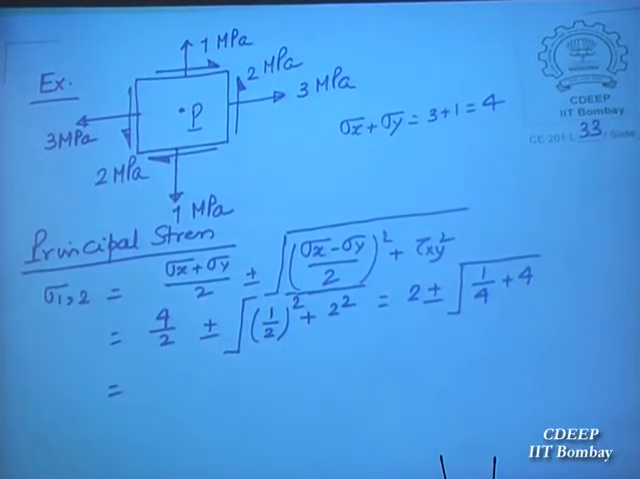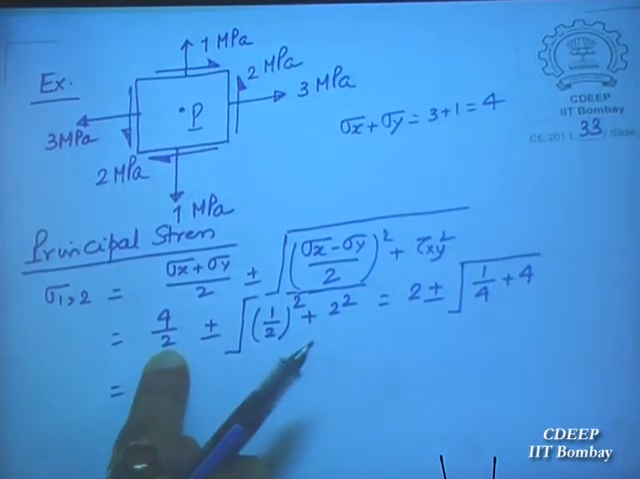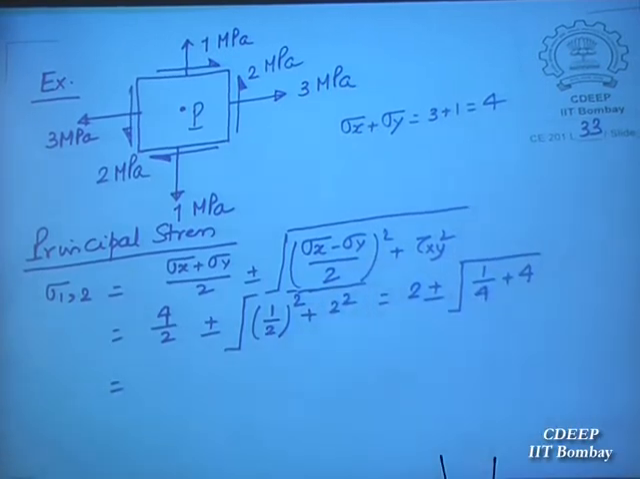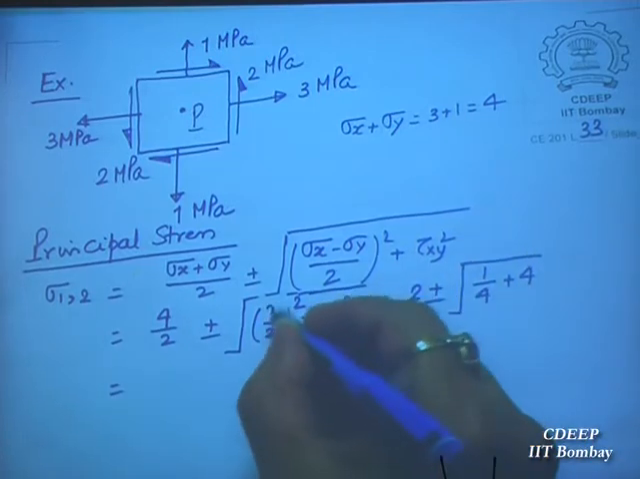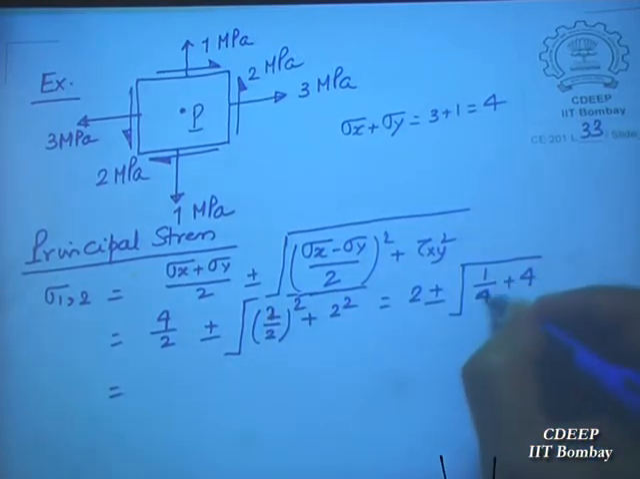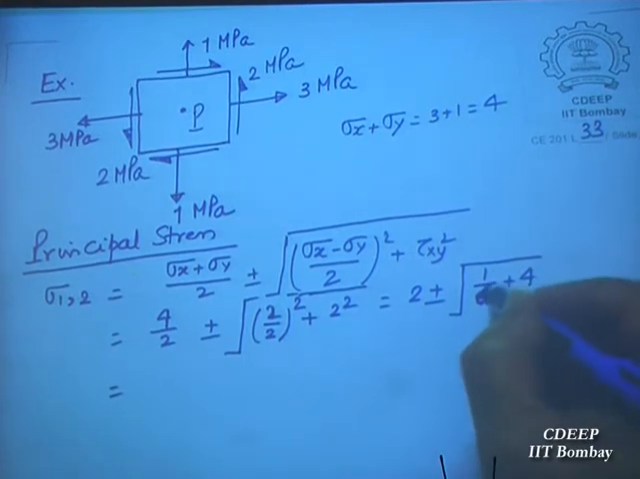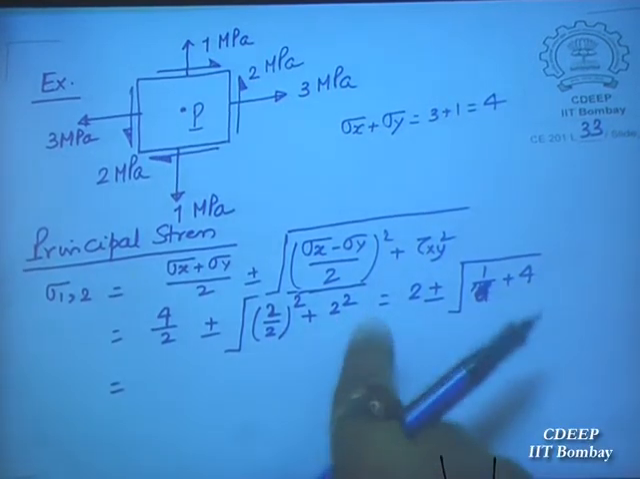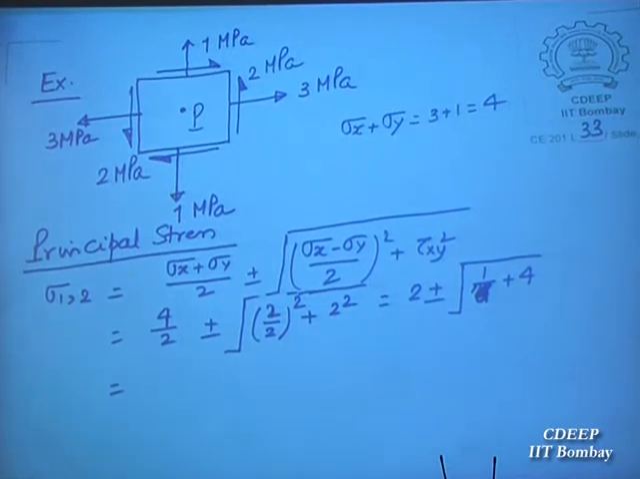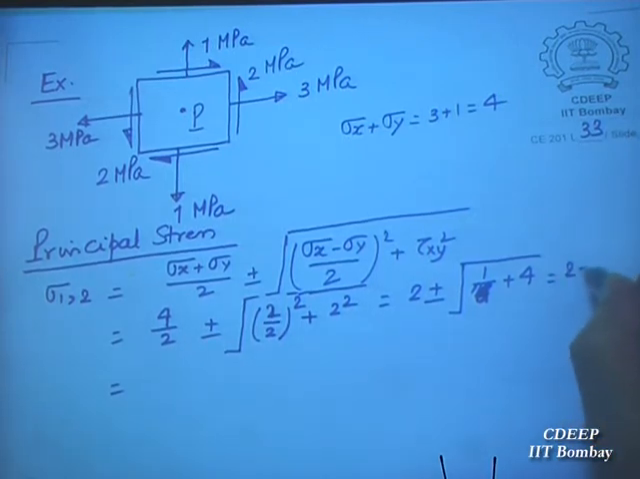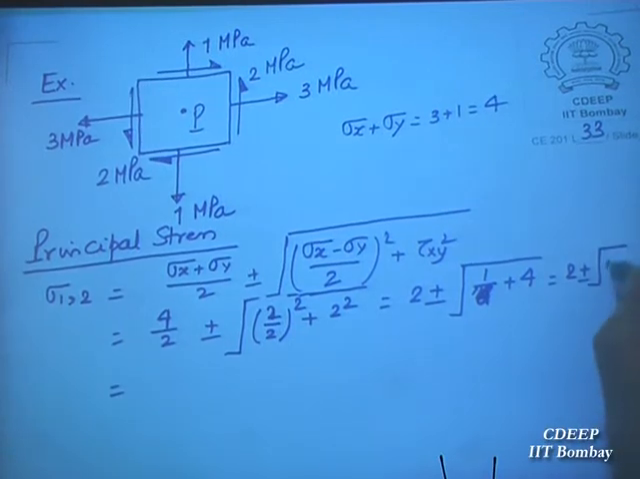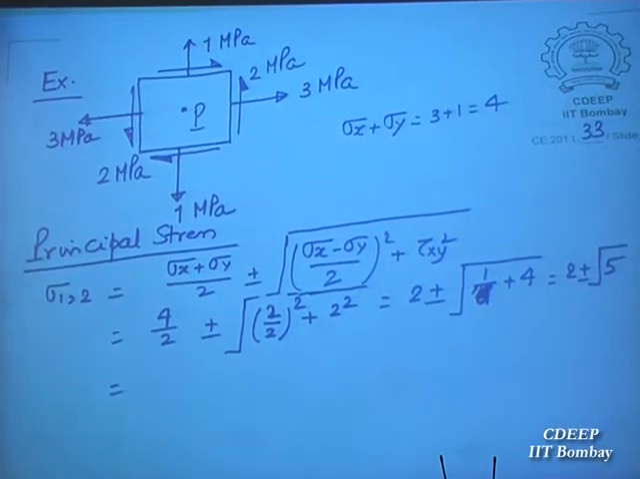Where is the mistake? Sigma x minus sigma y is how much? Oh, 2 by 2. Oh, good. Yes, so it is 2 by 2. So this is 1. This is okay, so 5. Oh, you have to find out the root of 5. So 2 plus minus root 5. How to find out root 5?